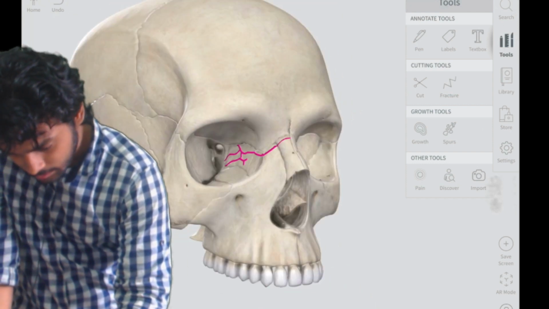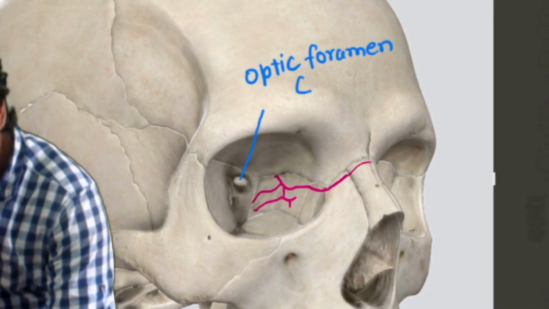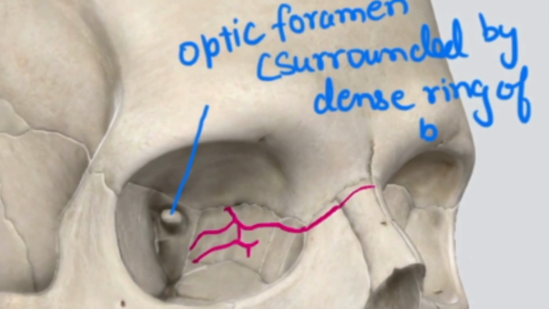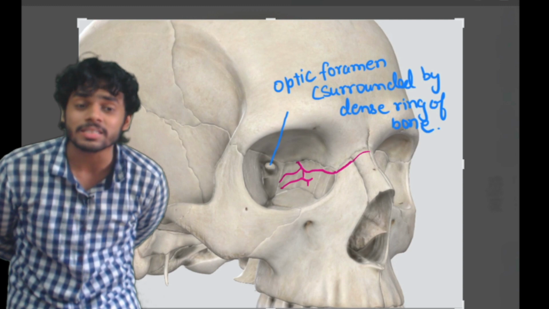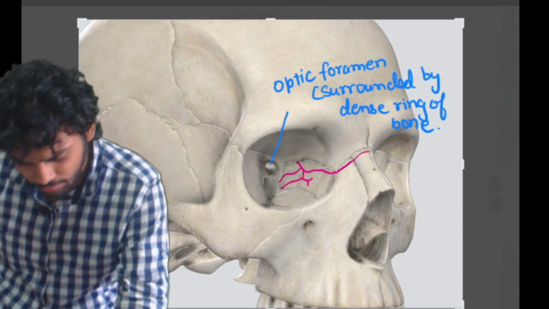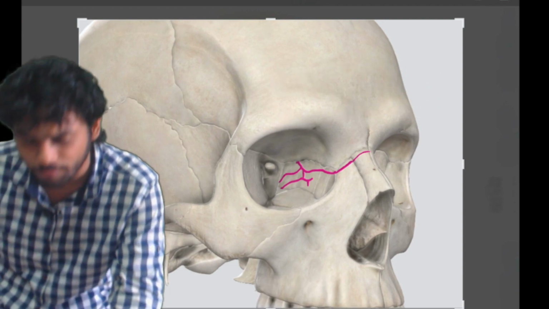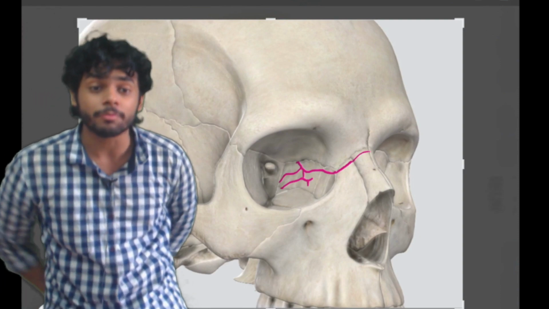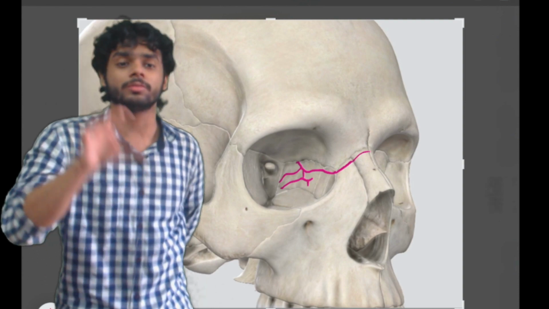See here. Now here we have the optic foramen, which is surrounded by a dense ring of bone. Yes, the optic foramen is surrounded by a dense ring of bone. But before dealing with the optic foramen, let me explain the impact of the disruption of the cribriform plate, which is part of the ethmoid bone, the perforated part of the ethmoid bone.